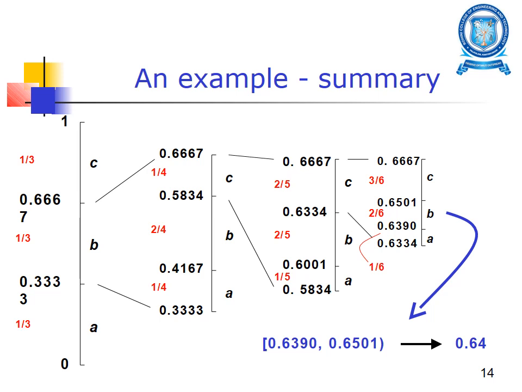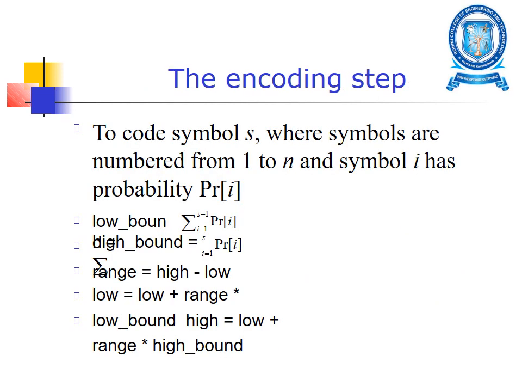So you can say that it produces an interval of 0.639402 to 0.6501, that is, in between 0.64.